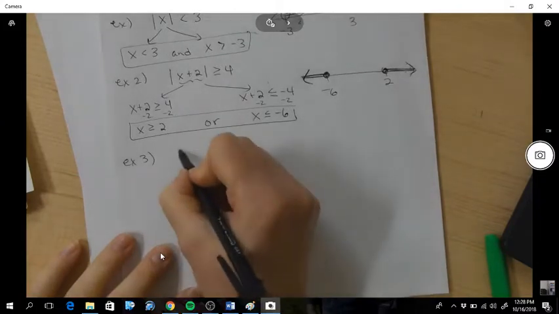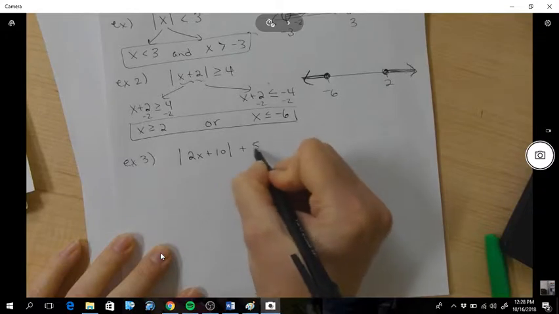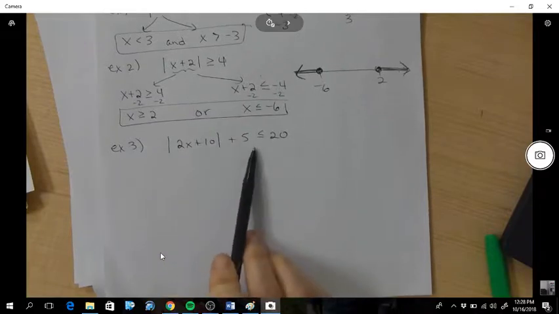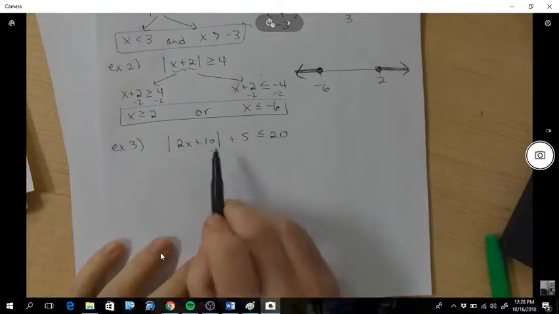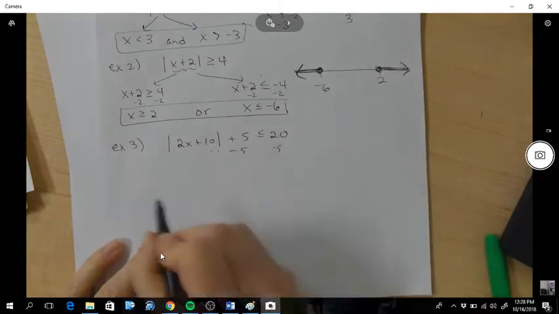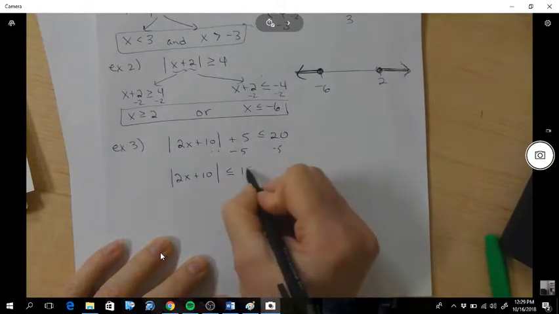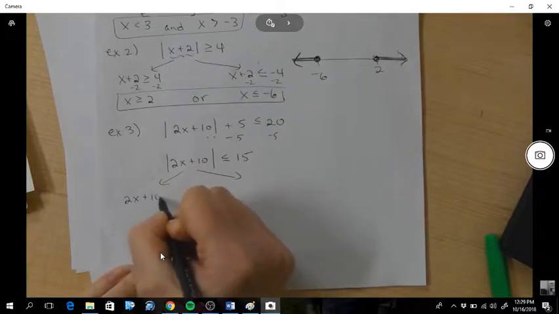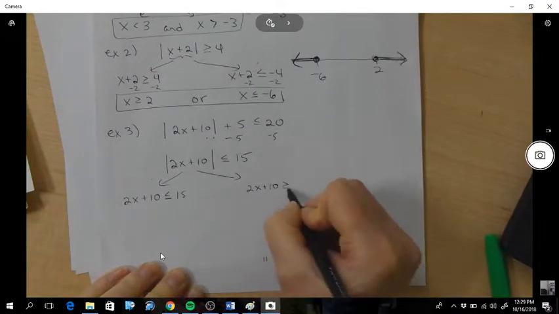Okay, one more here. The absolute value of 2x plus 10, plus 5, is less than or equal to 20. Same thing as when we solved absolute value equations, you have to isolate it first. So get rid of the 5. So the absolute value is less than or equal to 15. Now you can split. So 2x plus 10 is less than or equal to 15, and 2x plus 10 is greater than or equal to -15.